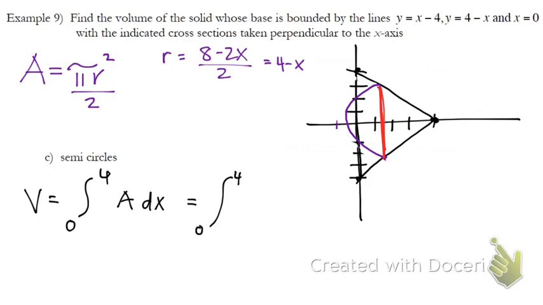0 to 4 of pi r squared over 2, where r is 8 minus 2x over 2, quantity squared, dx. That's how you would have to write this if you wanted to write it all together. And like I said, you might think to yourself, oh, I could do that. That's not that hard. I could totally figure that out by plugging in 8 minus 2x over 2 here to r and then plugging this into this.